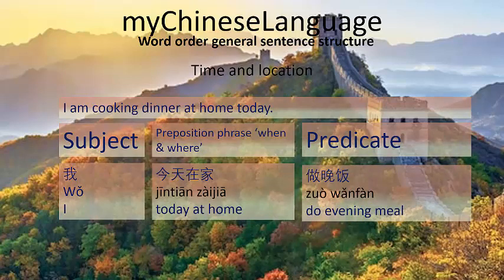Now, a further complication. If the time and location are both there as a predicate, in other words, if you need to say both when and where, put the time before the location. Many commentators will tell you that references to time are always placed second in a Chinese sentence, after the subject. I cook dinner at home today. 我今天在家做晚饭.